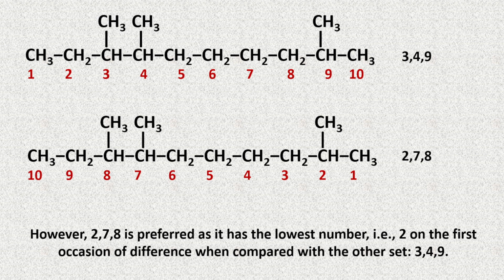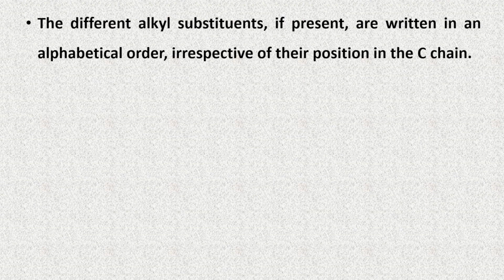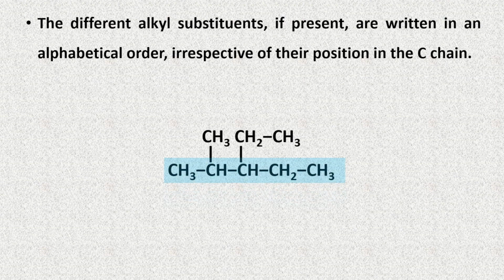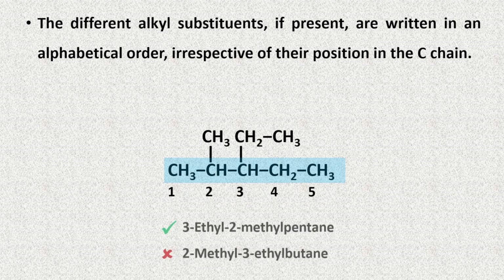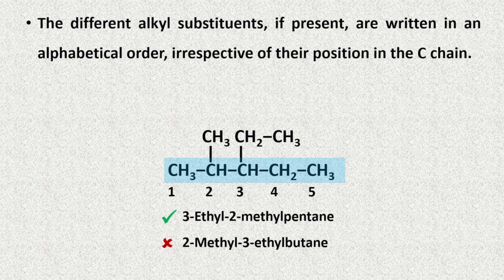Suppose in a compound the first locant from both ends is the same, then we will compare the second locant. The lower locant will be preferred. However, one should keep in mind that different alkyl substituents are written in alphabetical order irrespective of their position in the carbon chain. For example, the correct name of this compound is 3-ethyl-2-methyl pentane. Even though the ethyl substituent gets a higher number, alphabetically it comes first. So we should also write its name first.